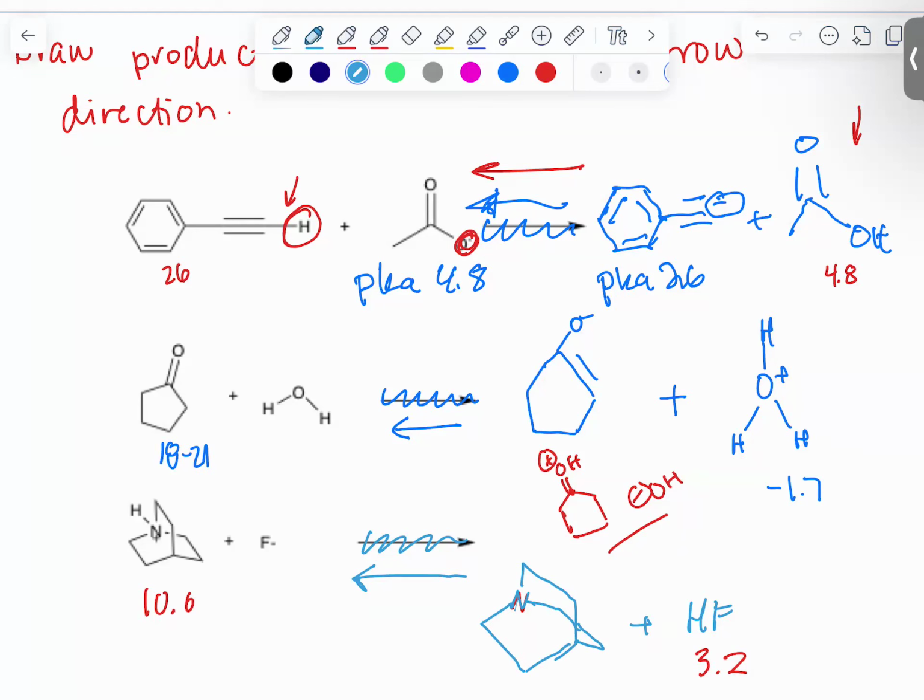Does everyone agree? You should, because it's correct. We all agree with this? Do we have questions, comments, concerns about this one?